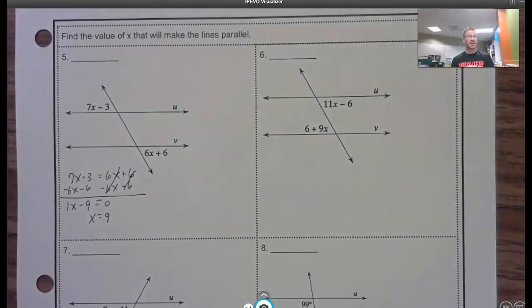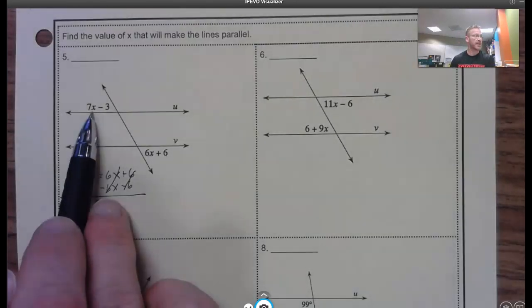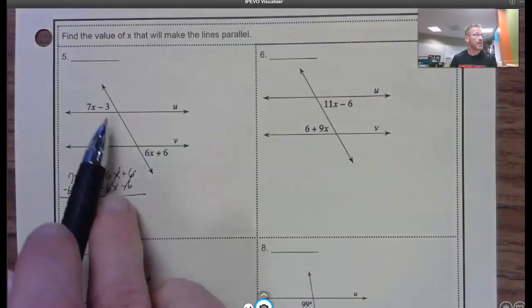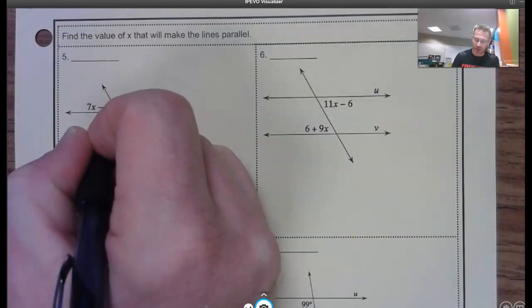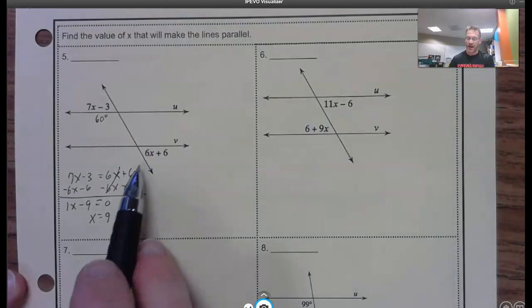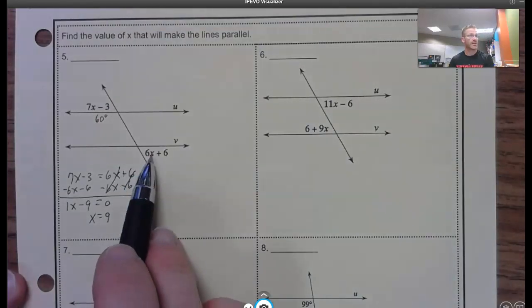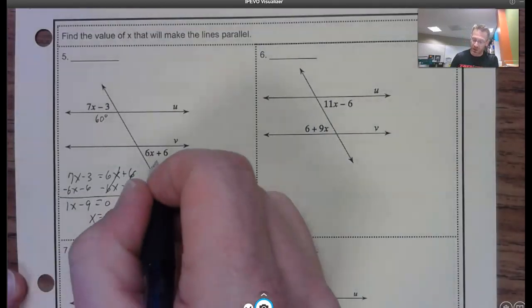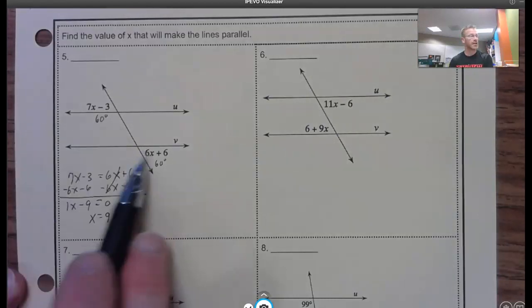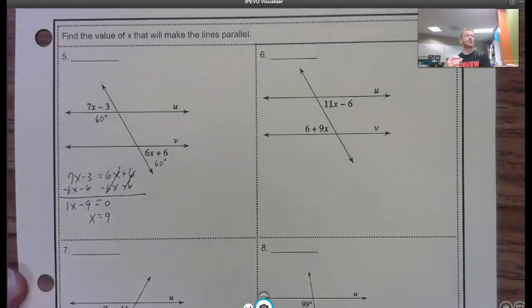Now, once again, we should test this just to be sure that it's worked and that our math is good. All right, so if I take 9 and plug it in here, 7 times 9 is 63. And then 63 minus 3, this should be 60 degrees. Now, if I take 9 and plug it in here, 6 times 9 is 54. 54 plus 6 is also 60 degrees. So once we solve for this x value, we really should go back and plug it in and make sure that that relationship that we want actually happens.